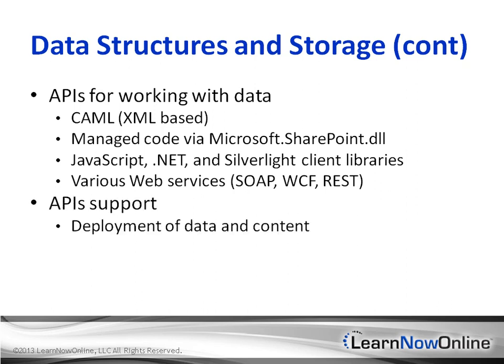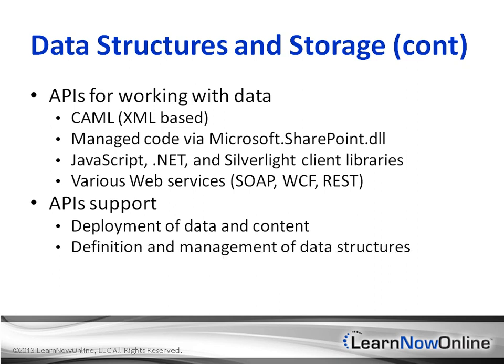Some of the things the APIs support: we can deploy data and content, and the definition and management of data structures. So we can do things like provision a list. That would be a deployment of data and content. And if we wanted some content or data to be in that list, we could also deploy that. And the definition and management of those data structures: we could decide what fields we want to have in our list, and that could be part of what we design and deploy.